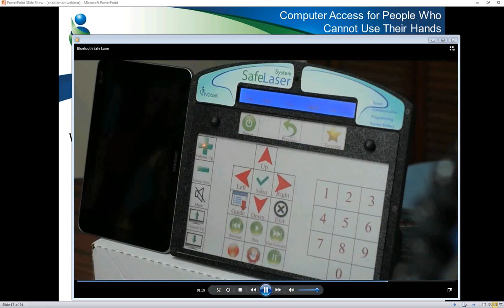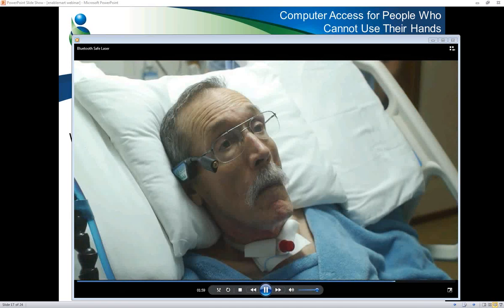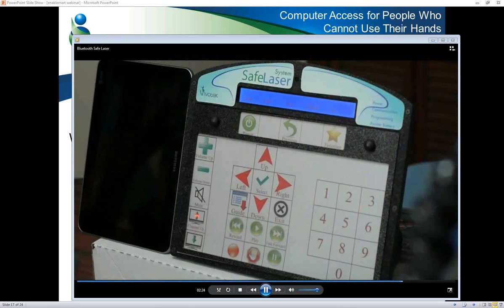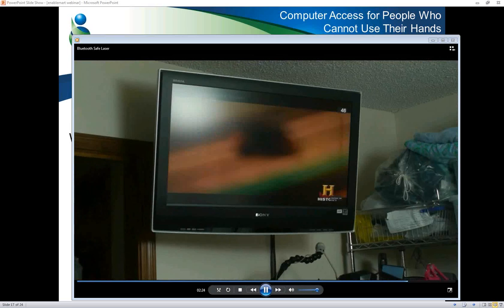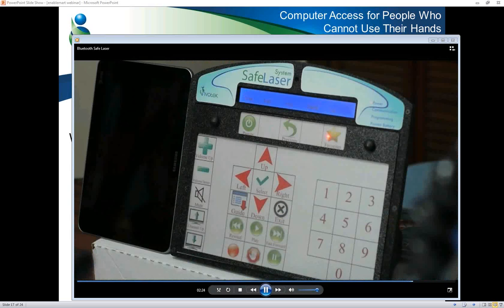The Safe Laser keyboard is completely programmable via PC software and can store up to 15 overlays internally. It also provides up to 1 hour of digitized speech output.